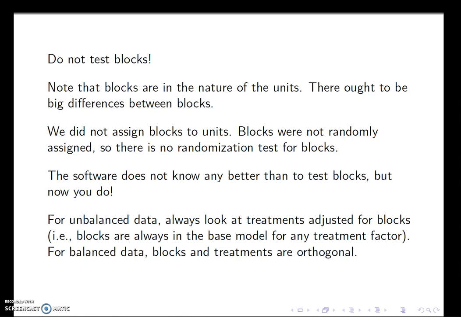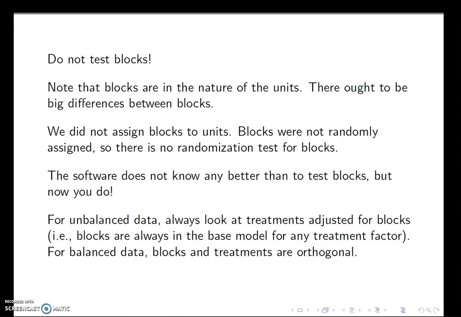We did not assign blocks to units, and they were not randomly assigned. Hence, we do not make any conclusions about those differences between the blocks. Okay? The software, unless you're using SAS, isn't going to distinguish between a blocking factor and a regular factor, so it'll just test, but you just ignore it. It's no biggie.